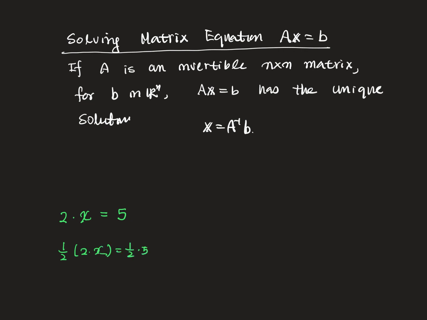So 2 times 1.5 is 1, and 1 times x is x. That's 5 over 2. That's how to solve a linear equation, right? Same thing here. If A is invertible, you write down that A has an inverse matrix.